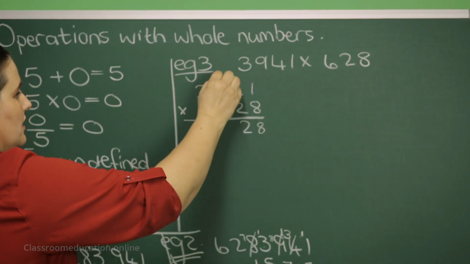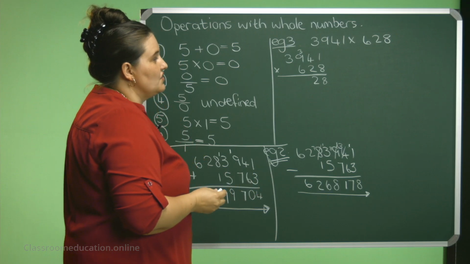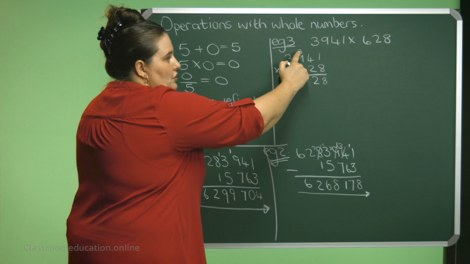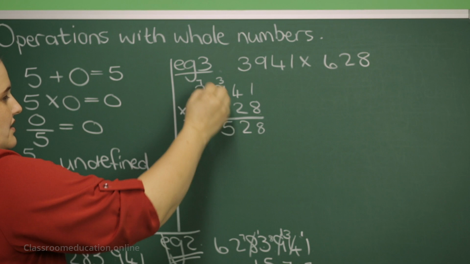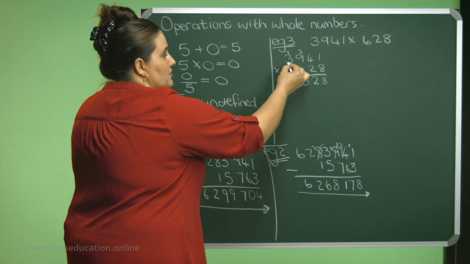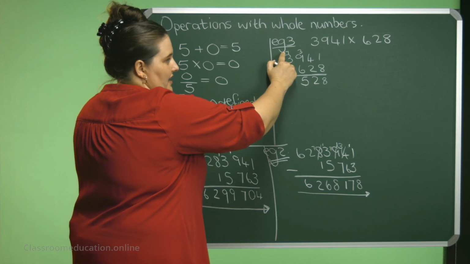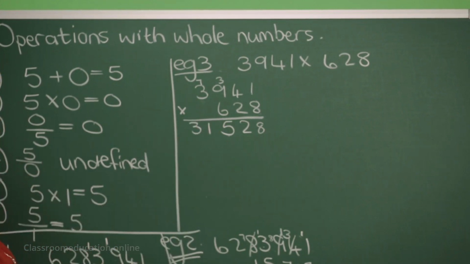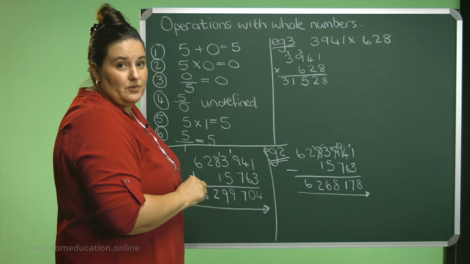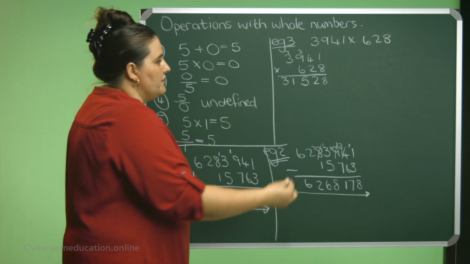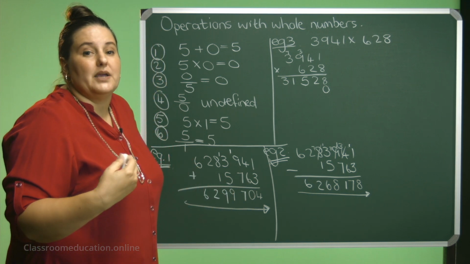So 32. 8 times 9 is 72. And 72 plus the 3 will be 75. 8 times 3 is 24. And 24 plus the 7 is 31. Okay. Now I've dealt with the 8. I'm going to go to the 2. But that 2 is actually 20. So that's why we put a 0 here to show that we are multiplying with 20.